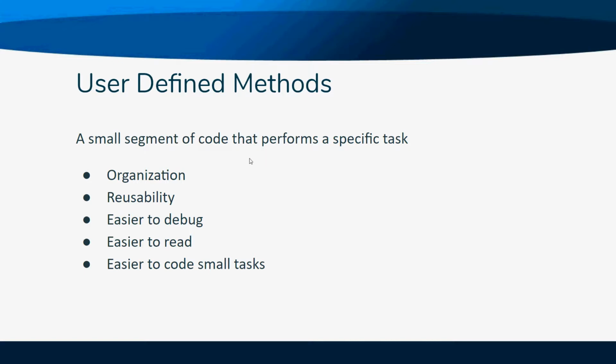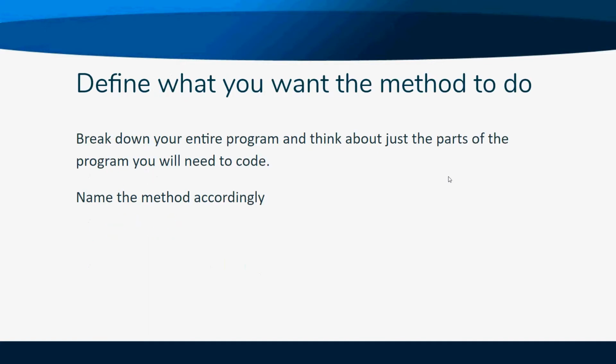The reason you use methods is, number one, to organize your code, but you can also reuse the methods. It's easier to debug a smaller piece of code than a whole page of code. It makes your code much easier to read because you can name the pieces. Hey, this is this particular piece. And it's also easier to code small tasks than it is to code a huge project.